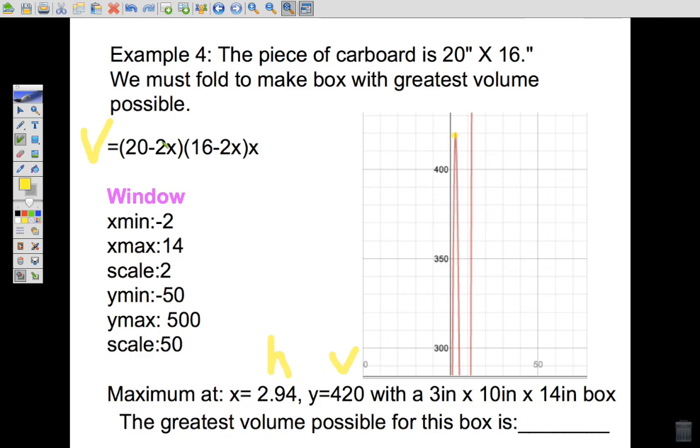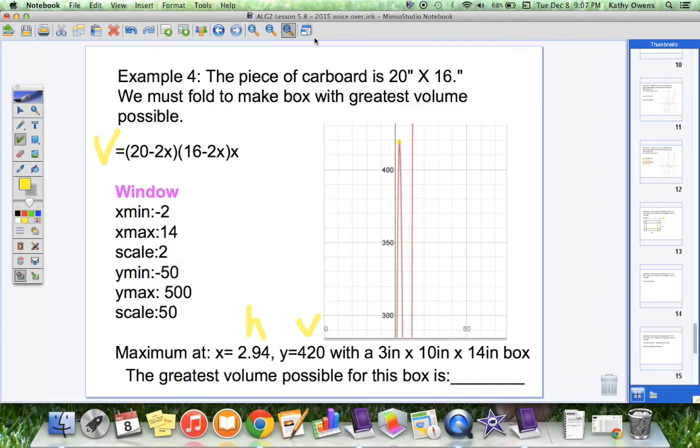This example is going to be one of the learning targets that you will be tested on in Chapter 5.